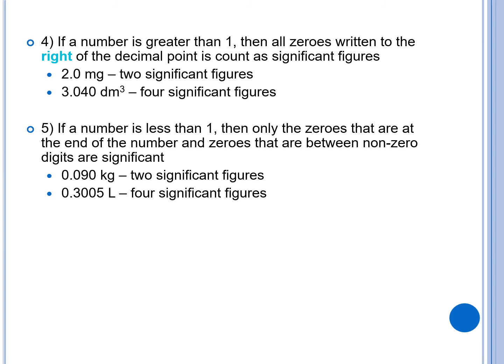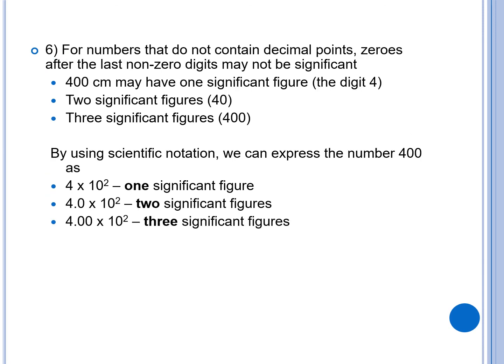Rule number 5: if the number is less than 1, then only the 0s at the end of the number and the 0s between non-zero digits are significant. Look at this one, 0.09, it's less than 1, isn't it? Then only the 0 at the end is counted, and the leading 0 is not counted. So how many significant figures? Just 2 significant figures. This one, how many significant figures? Only this 4 is counted, while the leading 0s are not counted. So 4 significant figures.